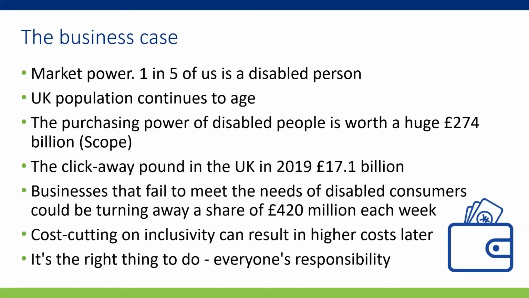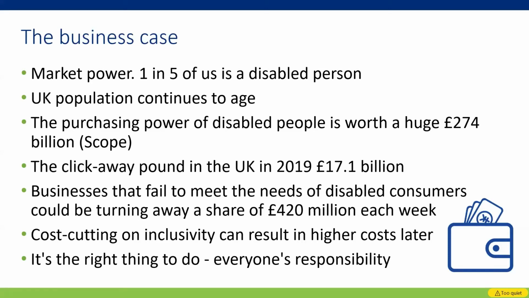So the purchasing power, if you think about spend, it's worth a huge £274 billion, and that was in a piece of research that was done recently. The click-away pound, so the pound that you might be losing on your website because your websites aren't set up accessibly, is £17.1 billion.